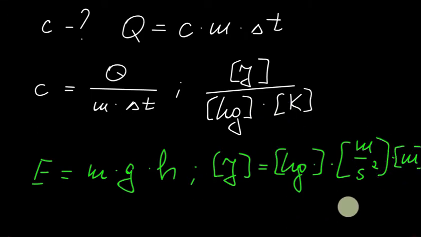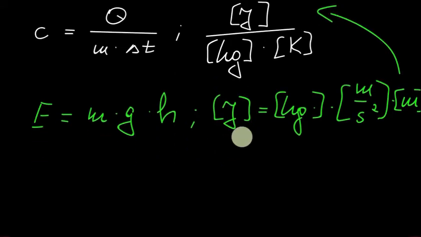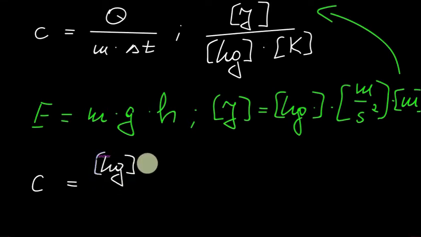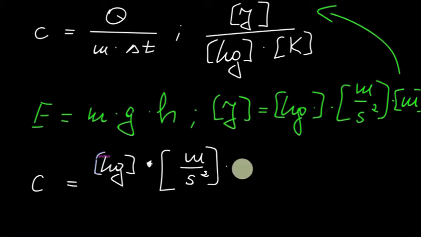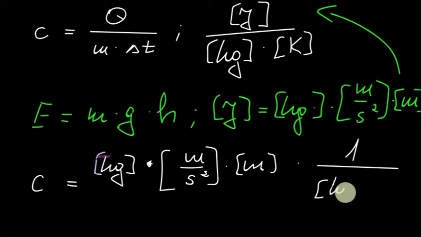Now we need to put this in our equation here, and we get that the units of C, of specific heat capacity, is kilograms times meters per second square times meters, times 1 over kilograms times kelvins.